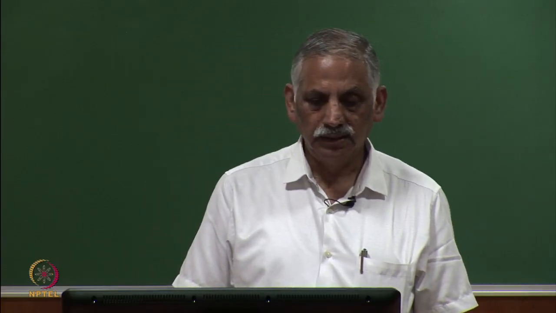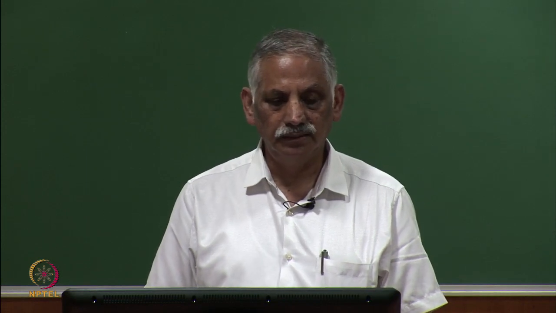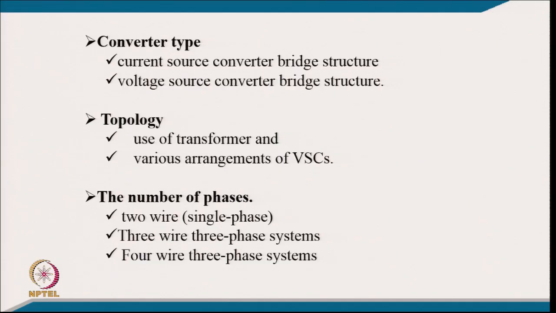Coming to the classification of D-STATCOMs. These STATCOMs can be classified in many ways. One is the converter used. We can use the current source converter bridge structure with pulse width control, of course with IGBT. Nowadays, invariably we are using IGBT, which can go to a reasonable switching frequency, which we expect in this case. Or the voltage source converter, the bridge converter. We will discuss with the circuit why the voltage source converter has taken a lead over the current source converter for use in applications like D-STATCOM.